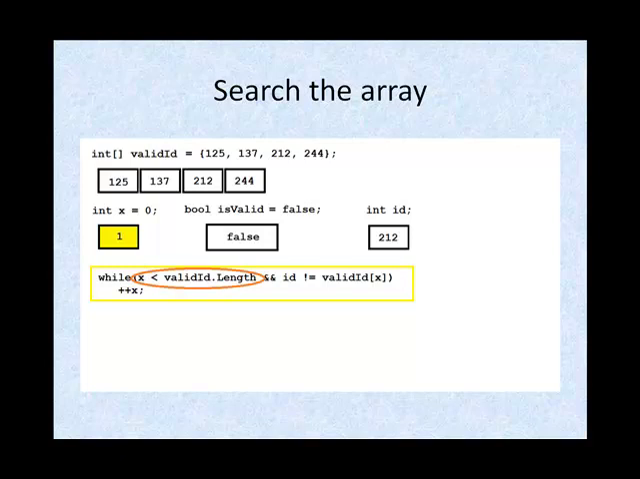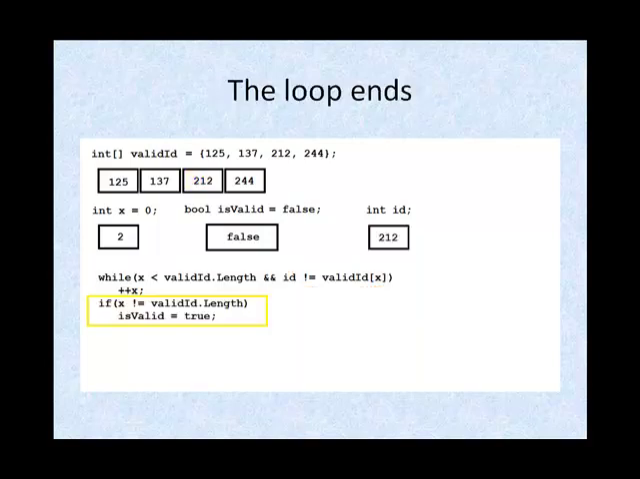x is 1, which is still less than the length of the array, and the ID is not valid ID 1. 212 is not 137, so x will increase to 2. Valid ID length is 4, so 2 is still less than 4, and ID number not equal to valid ID 2 is false. So the while loop ends.